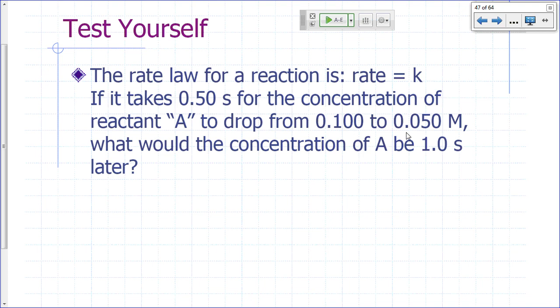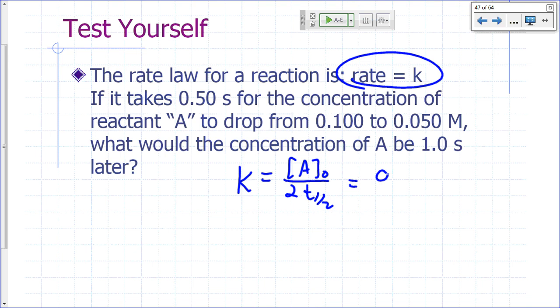The rate law for the reaction is rate equals k. It takes half a second for the concentration to drop from 0.1 to 0.05. What would the concentration of A be 1 second later? Let's solve for k first. What's our k again? This is zero order, so k is equal to starting amount, which is 0.1, right? So it's equal to a naught over 2 times the half-life.